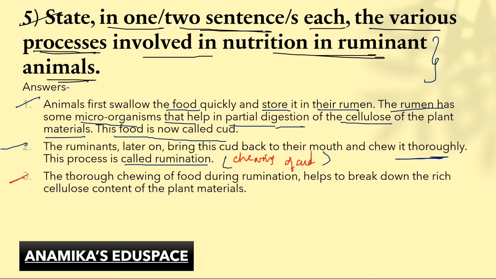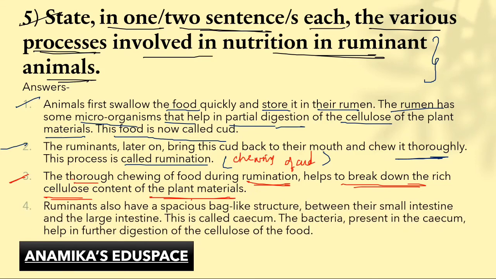Next, point number 3 is the thorough chewing of the food during rumination helps to break down the rich cellulose content of the plant material, because cellulose is a very high content and it cannot be broken down by our stomach. It can only be broken down in the ruminant stomach. Clear? Number 4 is ruminants have a spacious bag-like structure. As I already told you, the ruminant stomach is highly specialised and it has a bag-like structure, and that bag is present between the small intestine and the large intestine. This is known as cecum.